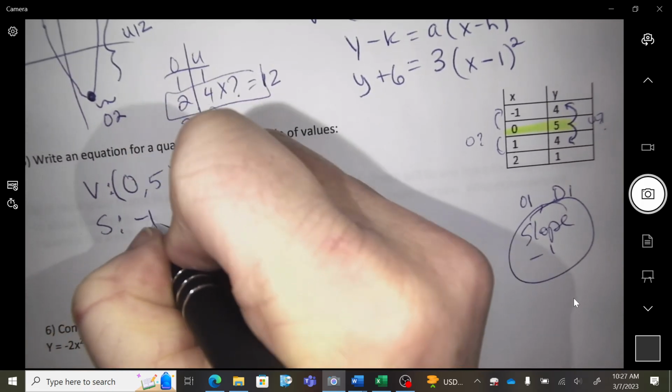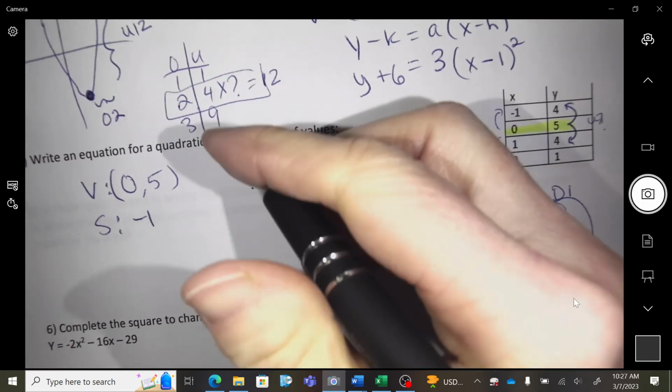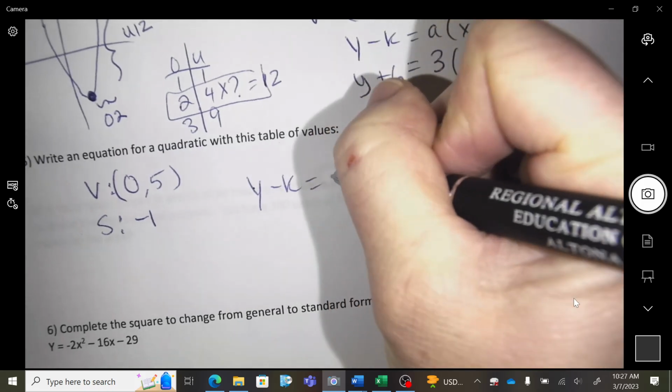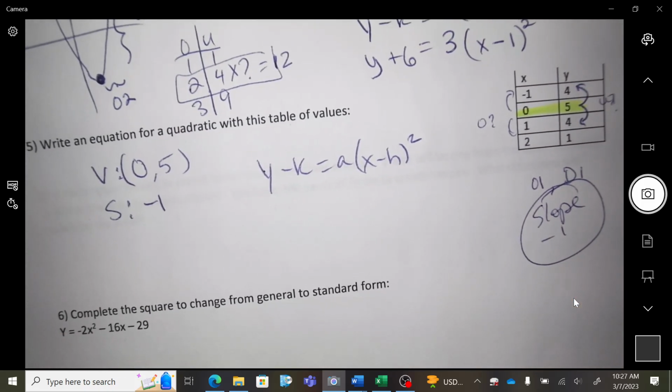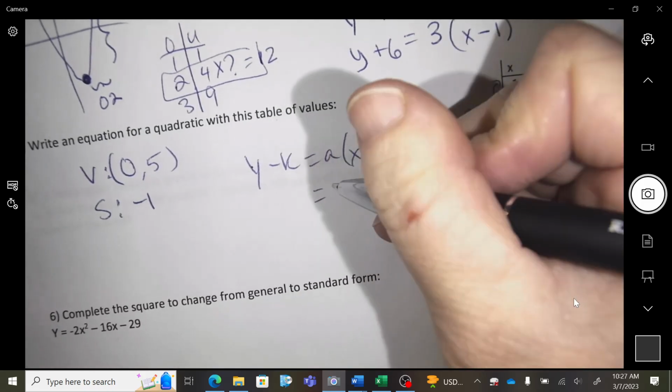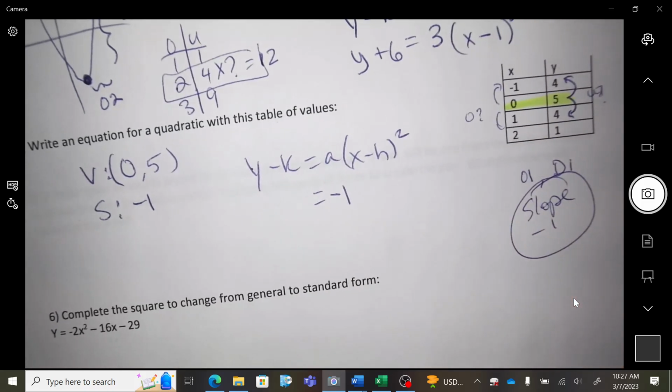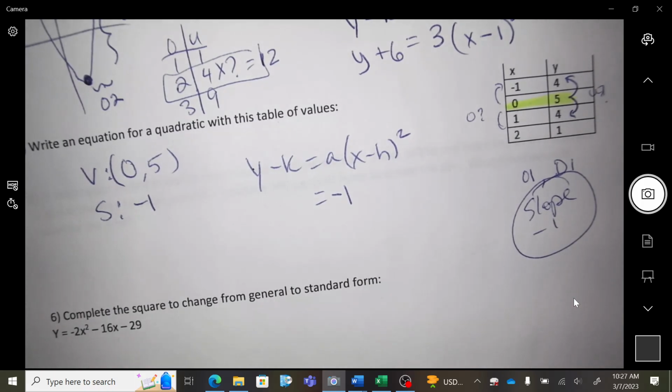Okay, so I need those two things. Your slope is -1. I need them into an equation. And I'm looking again at my formula sheet. If I have a slope and a vertex, I'm always looking at that one. So the slope gets replaced with -1.